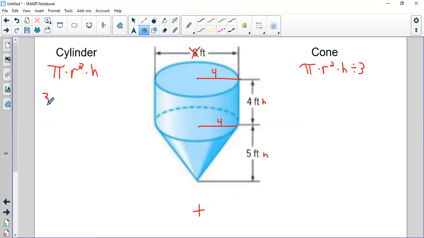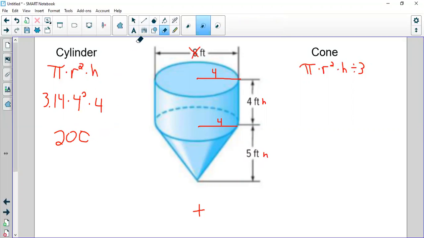So this cylinder is going to be pi, 3.14, times the radius, which is 4 squared. Don't forget to square that radius. Times the height of the cylinder, which is 4. All right, I'll work that out real fast. And that gives me a volume for the cylinder of 200.96.